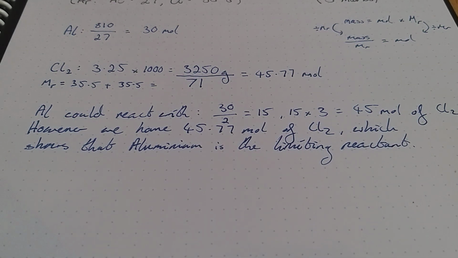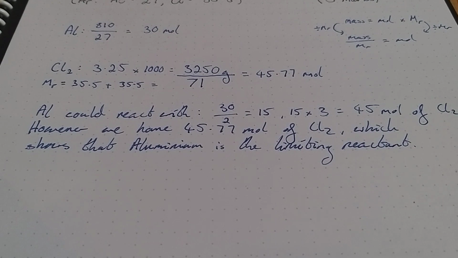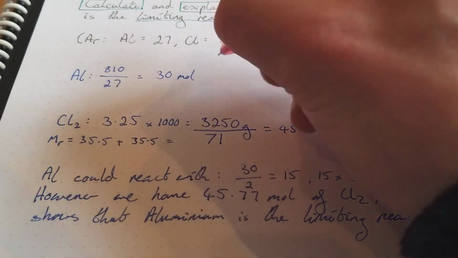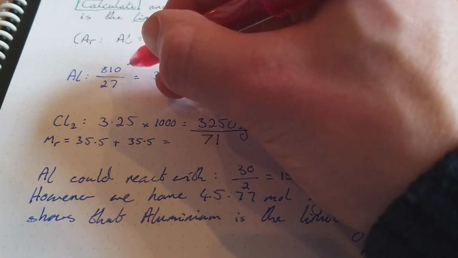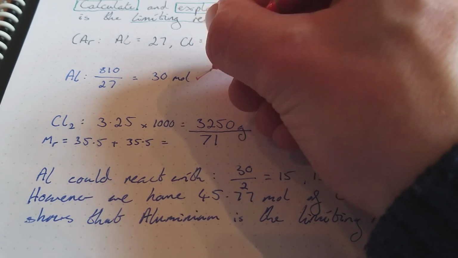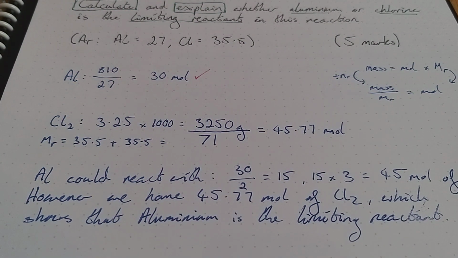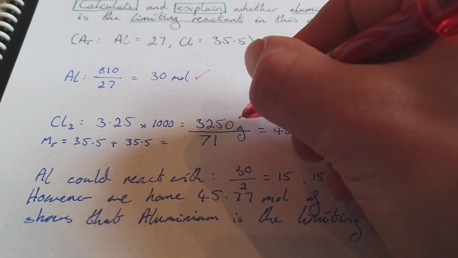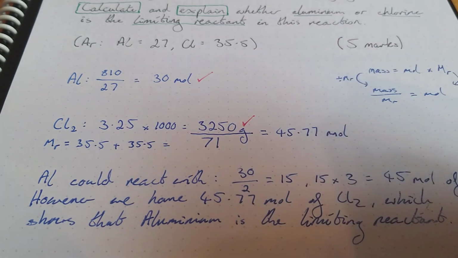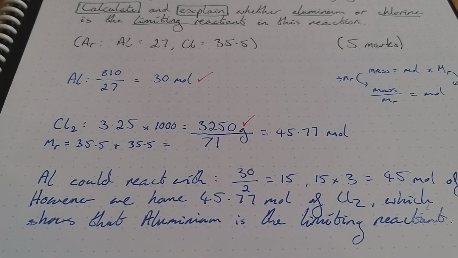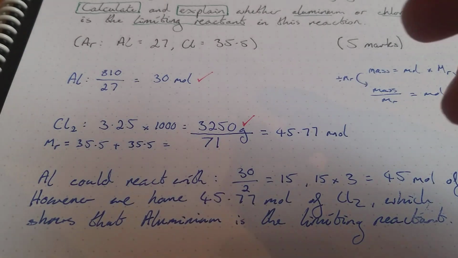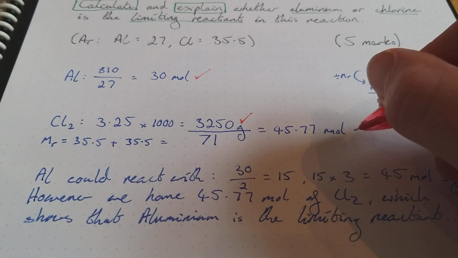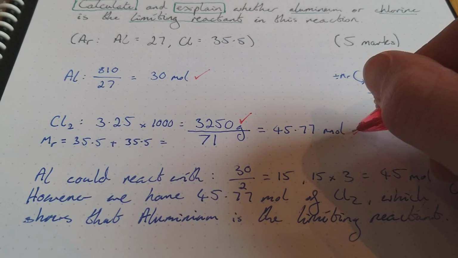Okay, so let's just go through the question again and see where we would pick up those 5 marks. I'm just going to move it up slightly. So you would get 1 mark for calculating the number of moles of aluminium, doing the mass divided by the relative formula mass, the MR. You would get 1 mark for doing the conversion of kilograms into grams. Okay. You would get 1 mark for dividing that by the MR and working out the number of moles of chlorine.